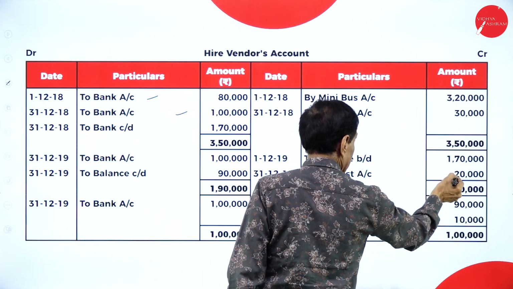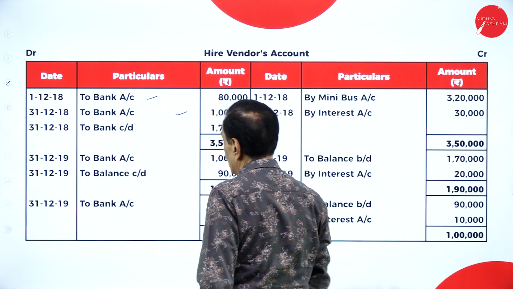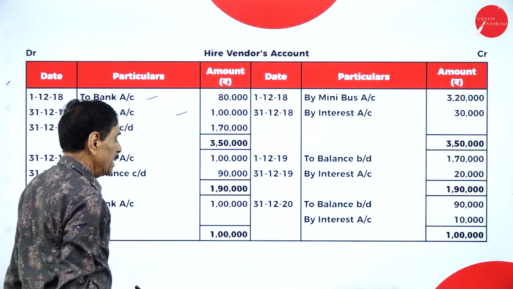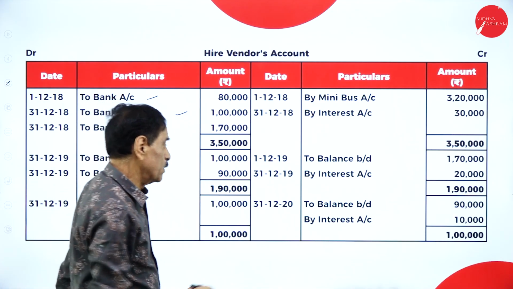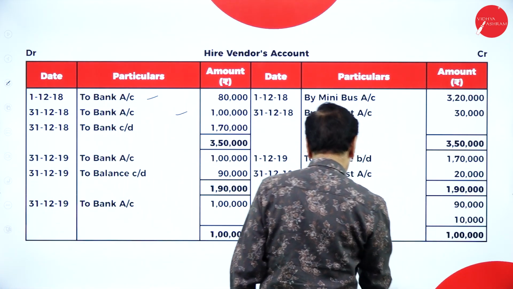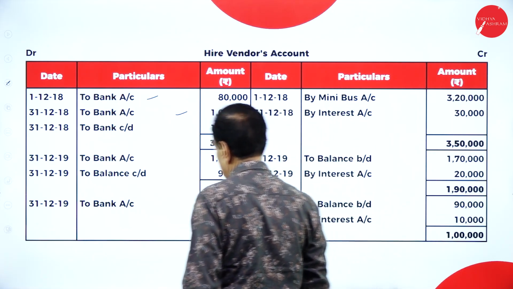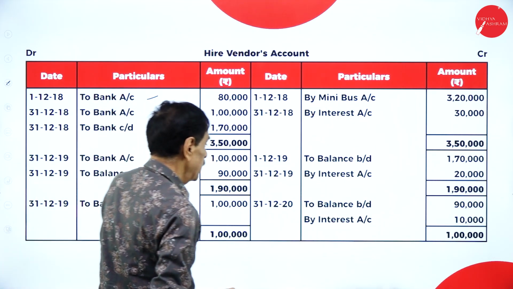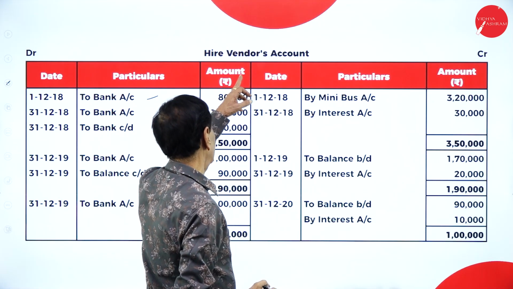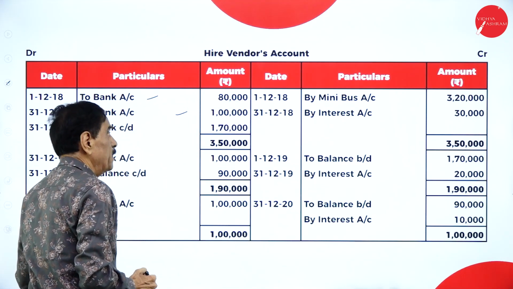Interest of this year, interest account debit to hire seller account, debit to bank account. Balance is 90,000. By balance brought down 90,000. Interest of this year is 10,000 to bank account. What's the entry? Interest account debit to hire seller account, debit to bank account.